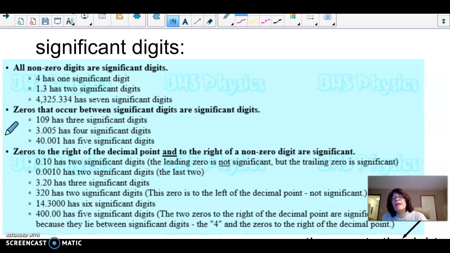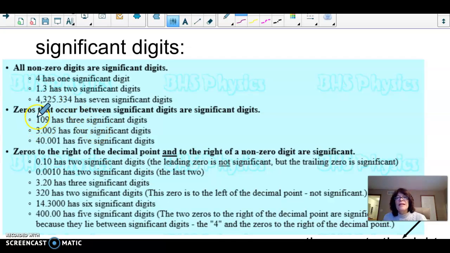Okay, so significant digits: all non-zero digits are significant. If somebody asked how many significant digits this has, it has one, 4. This one has 2 significant digits, 1 and 3. This one has 7 significant digits. So if they're not zero, they're significant. The zeros are the issue.